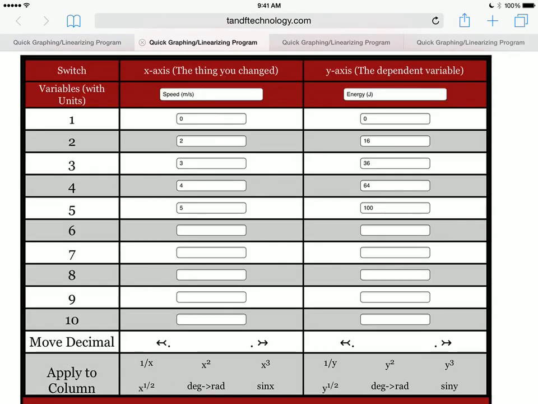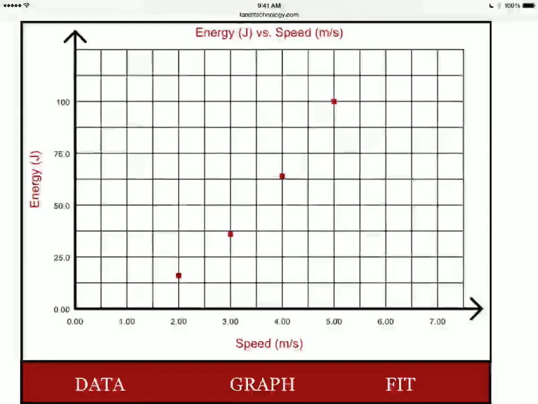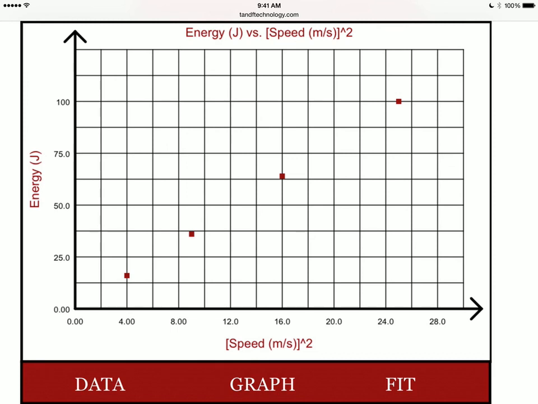Okay, it doesn't just work on inverse, it works on lots of different types of graphs. So here is speed versus energy. And students can see that this looks like it's a squared graph. So they can come back here, transform it to square each of the x values, look at their data again, see it's linear, and get the equation of energy versus speed squared.